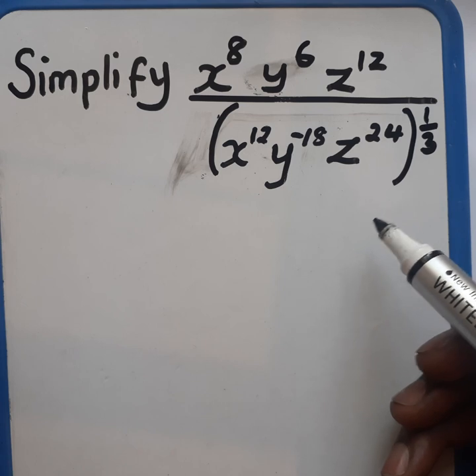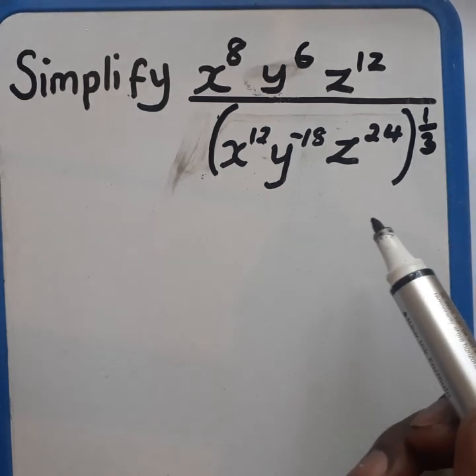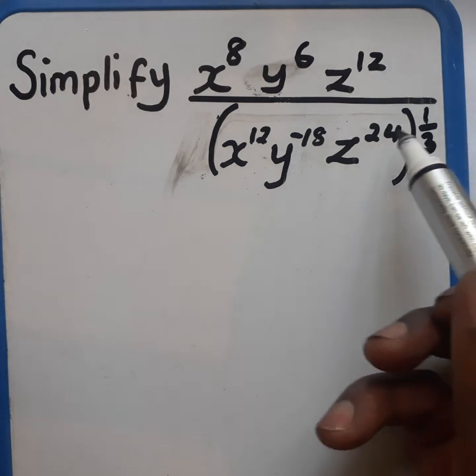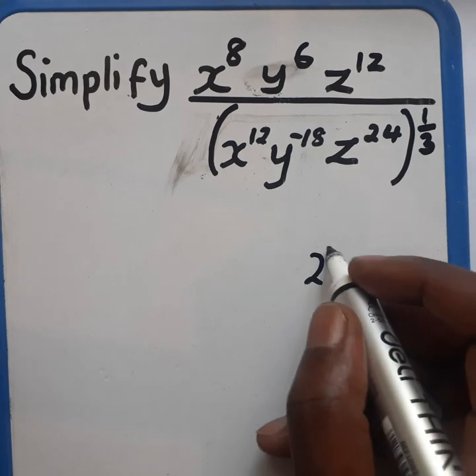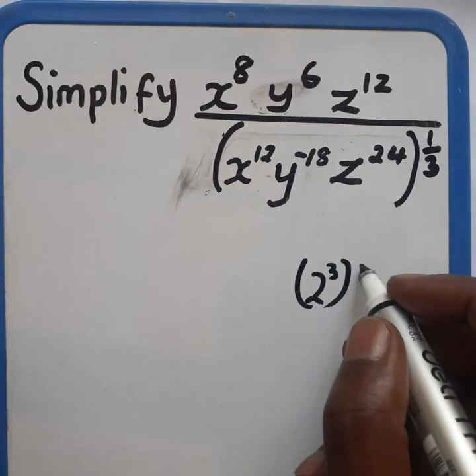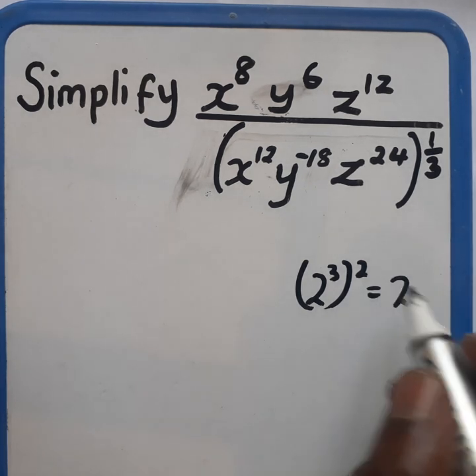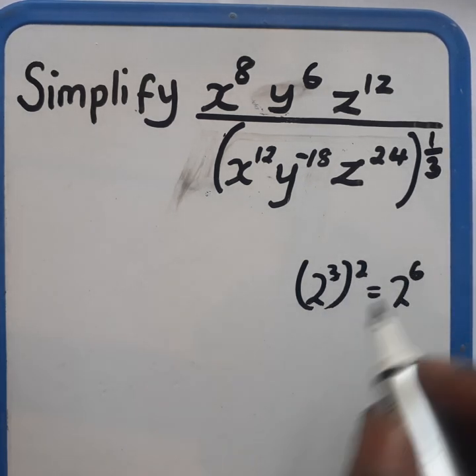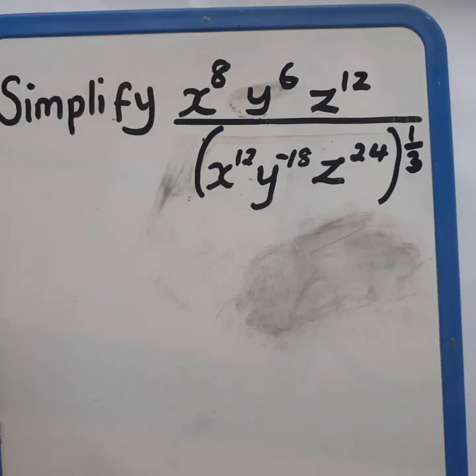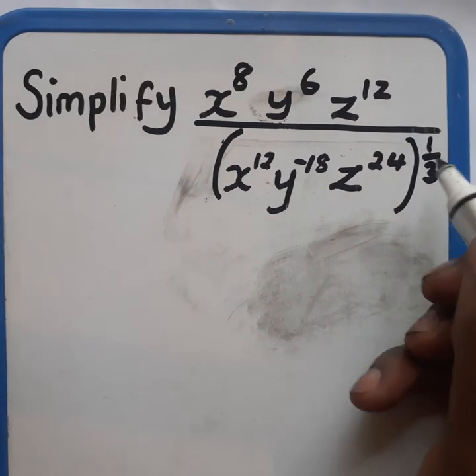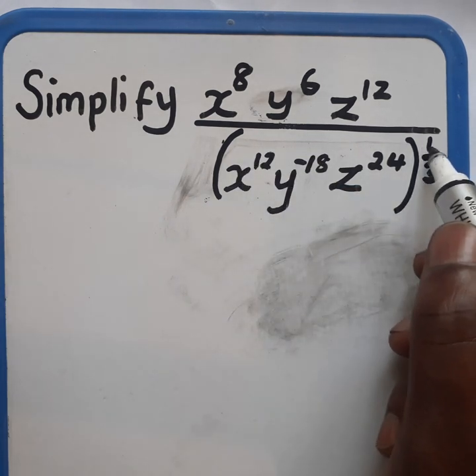Okay? Then the next step is going to be the power rule. The power rule indicates that we need to multiply. If you have, for instance, 2 to the power 3, then here you have 2. The power rule states that this is going to be 2 to the power, you multiply these ones, so you have 6. Okay? So that is what we are supposed to do for each one of these ones. We need to multiply them by 1 over 3.